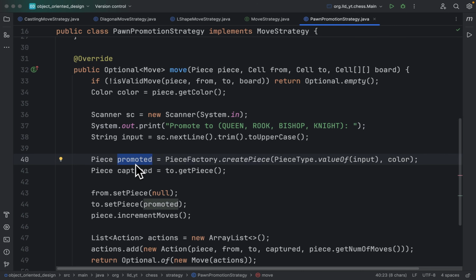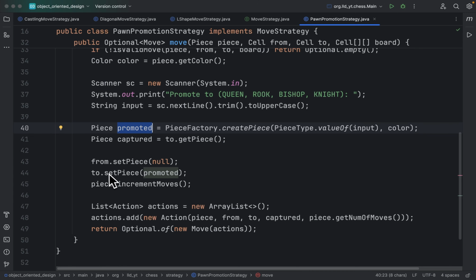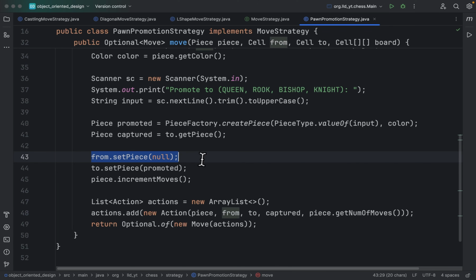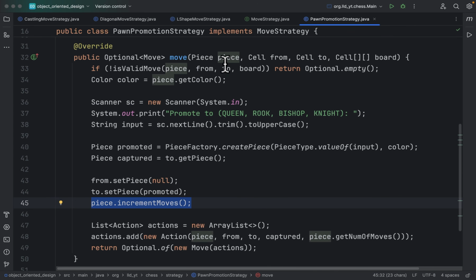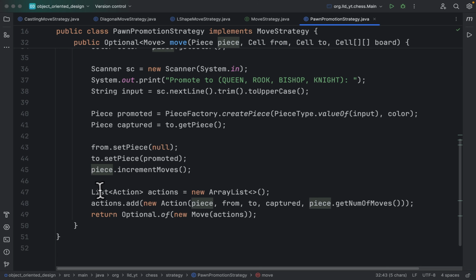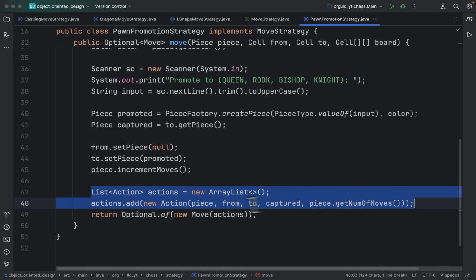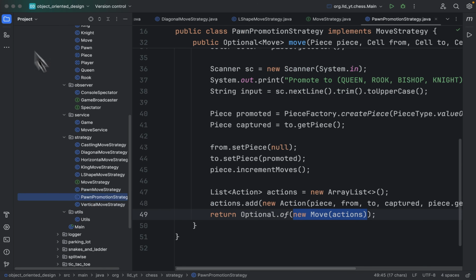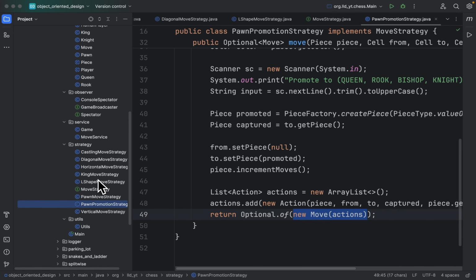And the name of that object I have given is promoted. So when I will be moving the piece from source to destination, source would become null, destination would become promoted, that is one of this, and the number of moves for this piece would be incremented. And again, I am noting down this action and returning the move object. Okay. So these are some of the strategies I have used. And for the other strategies also, you can repeat the same or similar logic.